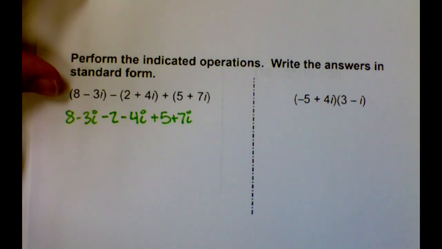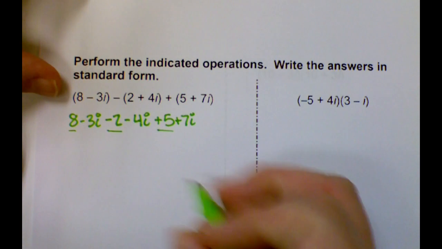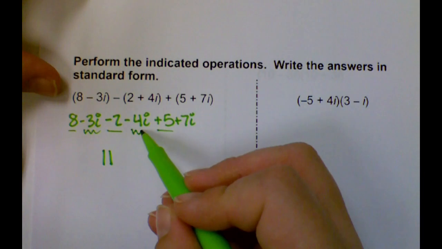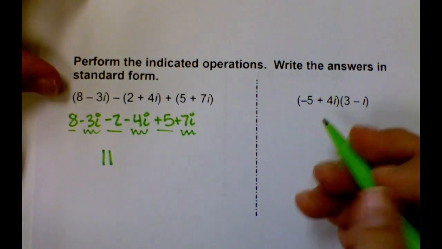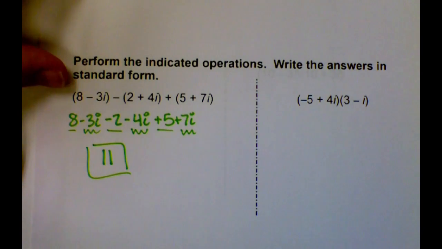So combine the numbers that don't have i's on them, the real numbers. 8 minus 2 plus 5 is 11. Then combine my i's. Minus 3i minus 4i plus 7i is 0i. My final answer is 11.